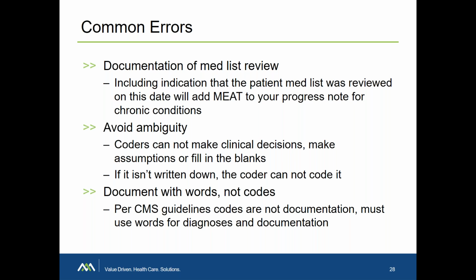The other thing we want to do as coders is make sure that we are not making assumptions or filling in the blanks. If it wasn't written down, the coder cannot code to it. So we can't make assumptions. The provider actually has to document in the record all of the information so that when the risk adjustment auditor is performing the audit, everything should be clearly identified within that progress note for that date of service.